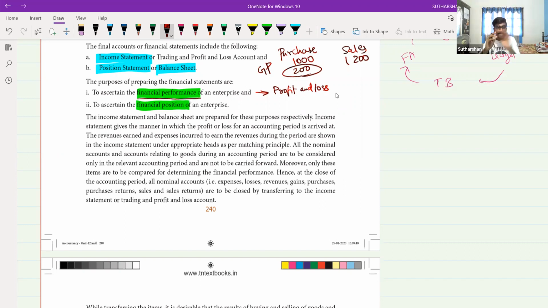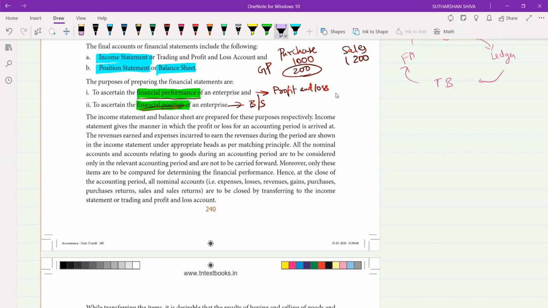You will not talk about a trading account. Your major focus is on the profit and loss account. On that profit and loss account, we will talk about revenue from operations, other income, purchase of stock in trade. We will see that in your 12th syllabus. As far as the 11th syllabus, we are concerned with the trading and profit and loss account. In your higher studies, you will not be concerned about the trading account; you will majorly focus on the profit and loss account. If it is financial position, we will talk about the balance sheet. Next.